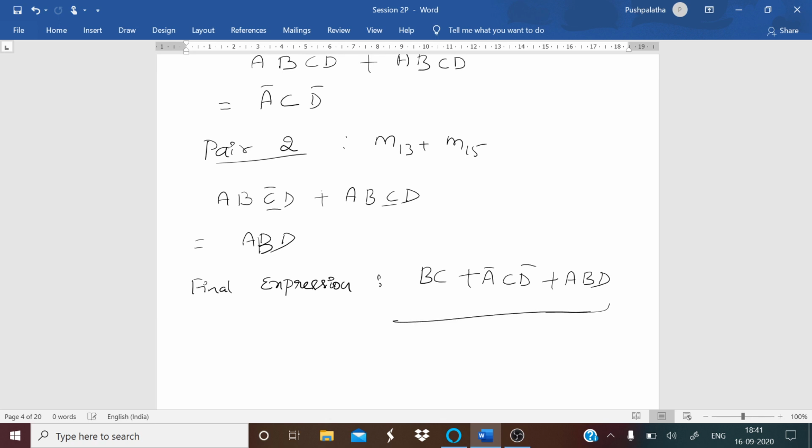Okay, this is how you are going to solve the sums using your K-map. Hope you have understood this. If you want, you tell me to solve more problems.